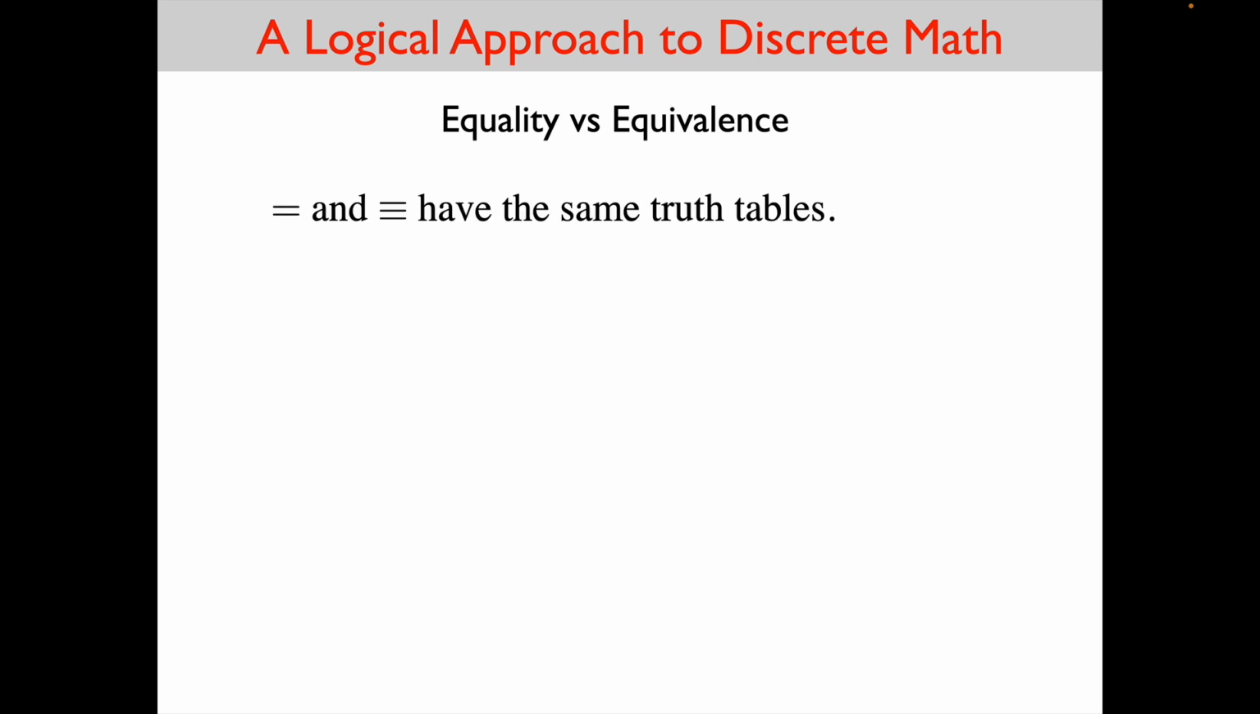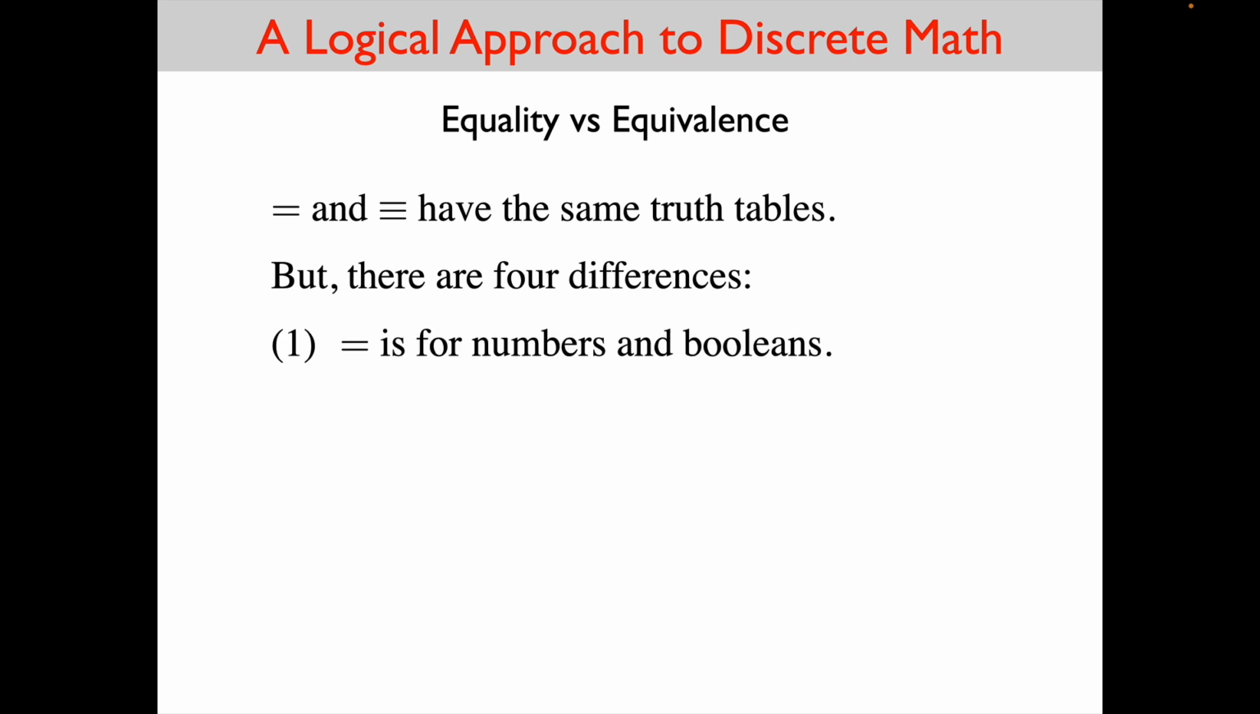First of all, as I mentioned before, equals and equivales have the same truth tables. So that's just a fact. The truth table we showed for equivalence is the same truth table as for equals. But there are four differences, and here they are.